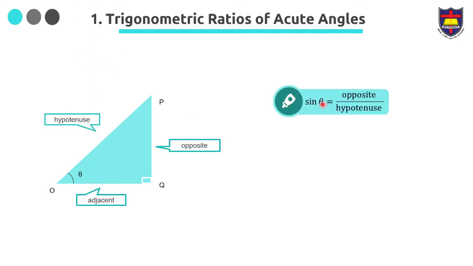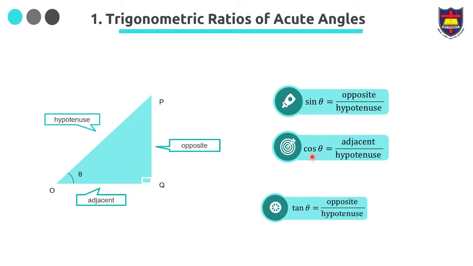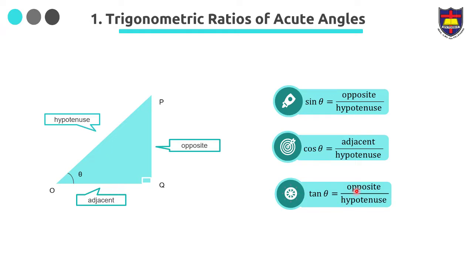The ratio will be called sine theta. What is sine theta? Sine theta is the ratio between the opposite side and the hypotenuse. The adjacent, if it is compared with the hypotenuse, we get the value of cos theta. And for the tangent, opposite over adjacent.